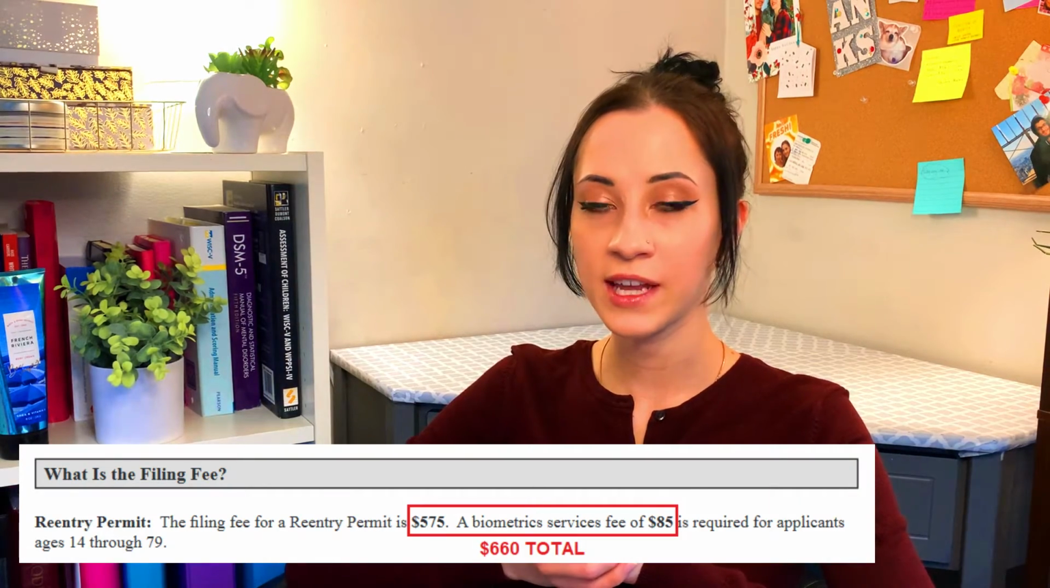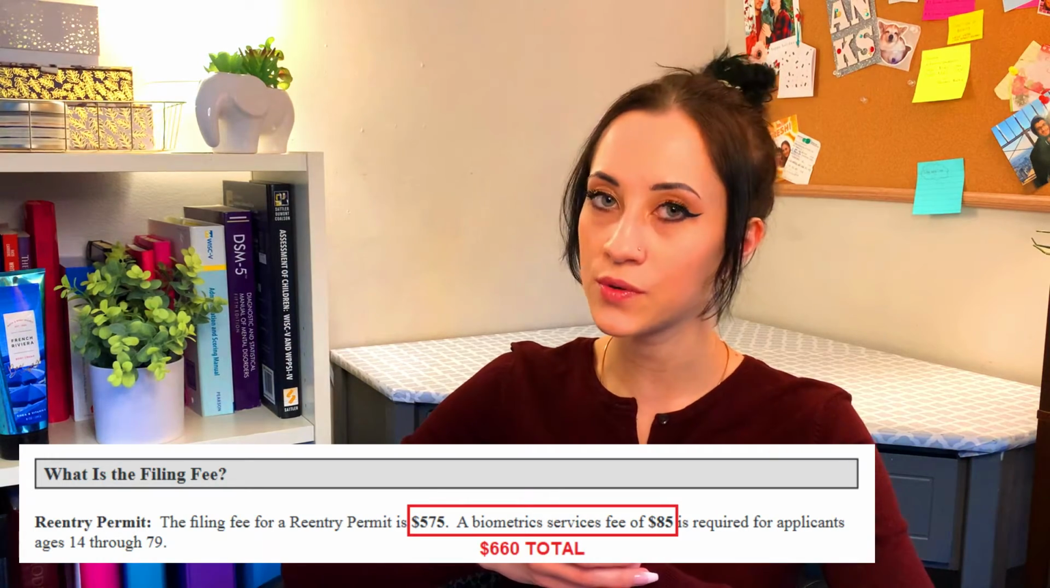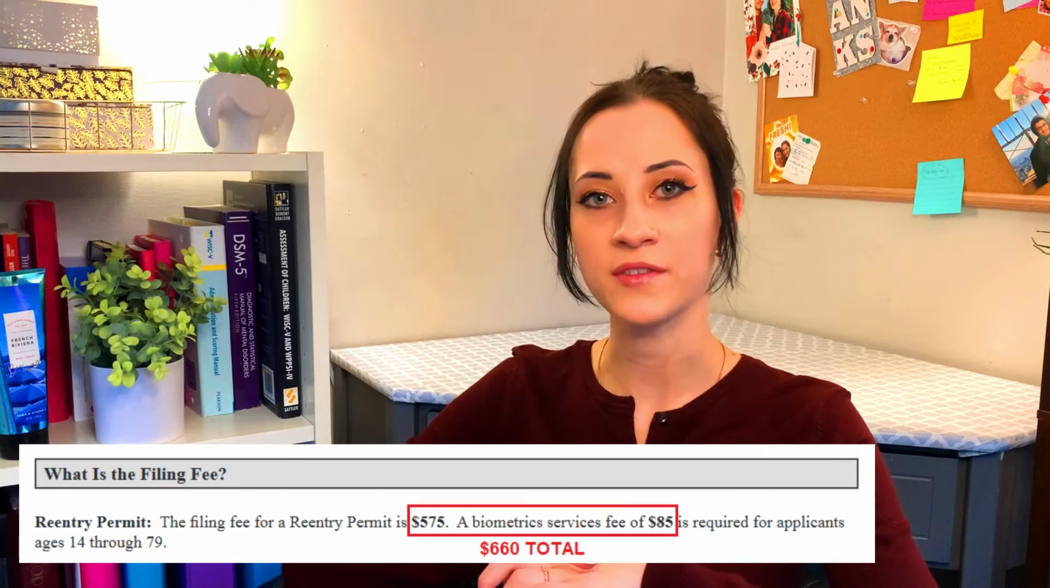A reentry permit is only valid for 2 years, and you cannot extend it. You do have to apply for a new one once it expires. The current fee for a reentry permit is $575, and you do have to pay an additional biometrics fee of $85.